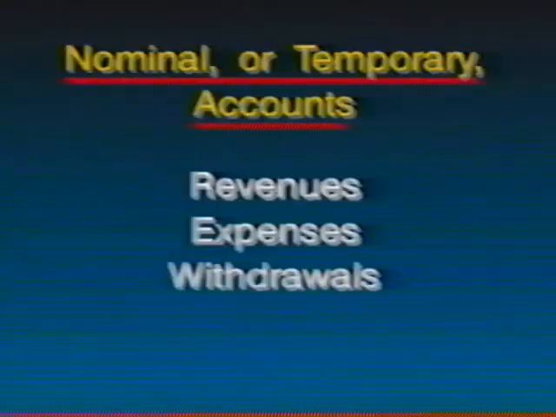The next step in the accounting cycle is the process of closing the accounts. The nominal or temporary accounts must be closed out. The revenue, expense, and withdrawals accounts are your nominal accounts. They're only used to record transactions for the current period. That's why we call them temporary accounts.